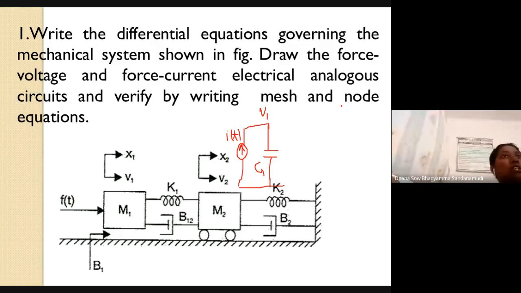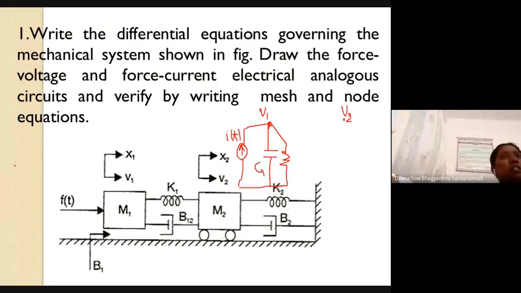I am considering node voltage V1 and node voltage V2. Why? Because two meshes are there in the mechanical system, so two nodes will be there in your electrical system. Those two nodes I am considering as V1 and V2. Next element is B1. B1 is analogous to 1/R1, and since it is analogous to 1/R1, it should be written in parallel.